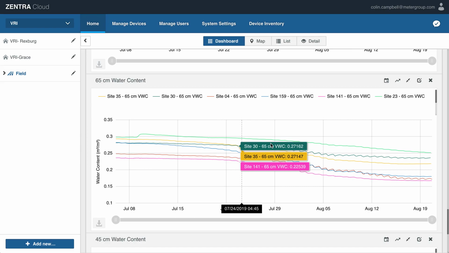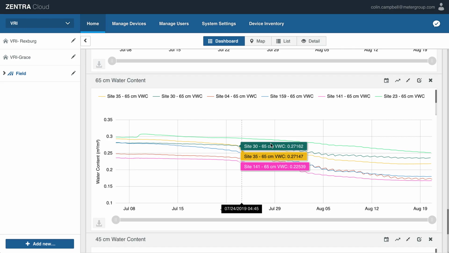These sensors are the Meter Teros 12 sensors, so they also measure electrical conductivity and temperature, and we're going to grab temperature in a minute because that kind of figures into this discussion. So this field was planted in April of 2019, and not a lot interesting goes on here at the 65 centimeter depth through the April, May, and June.